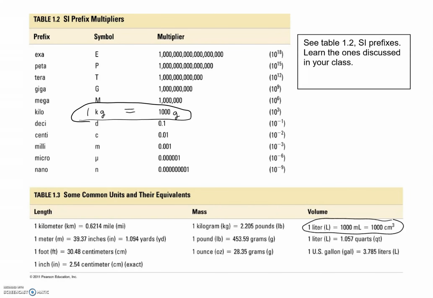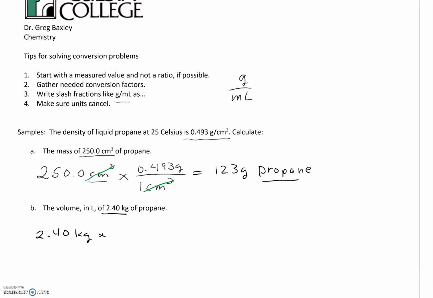1 kilogram is equal to 1,000 grams. We can use that as a ratio. 1 kilogram for every 1,000 grams, just like that. Now we can use the density as another conversion factor to determine if we had a mass in grams, how many cubic centimeters it would be. We can use the 0.493 grams in the denominator and 1 cubic centimeter in the numerator.